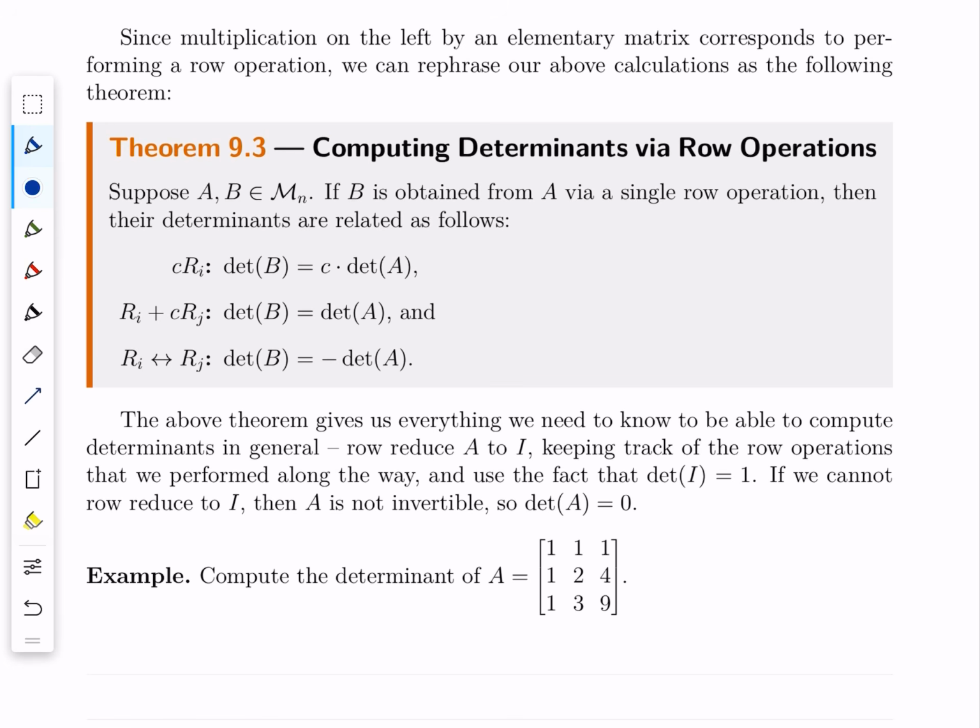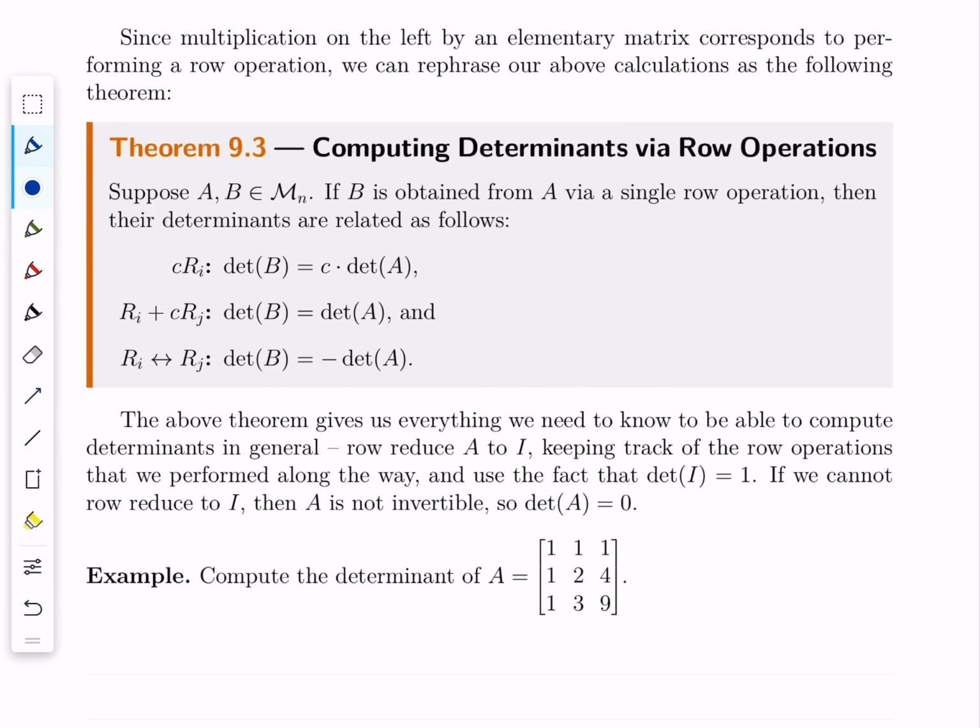So if you're able to row reduce your matrix all the way down to the identity, which we know has determinant 1, then you're done, because then you can just trace back and see how much the determinant changed at each step as you got down to a matrix that has determinant 1. All right, so that's what this theorem here says.